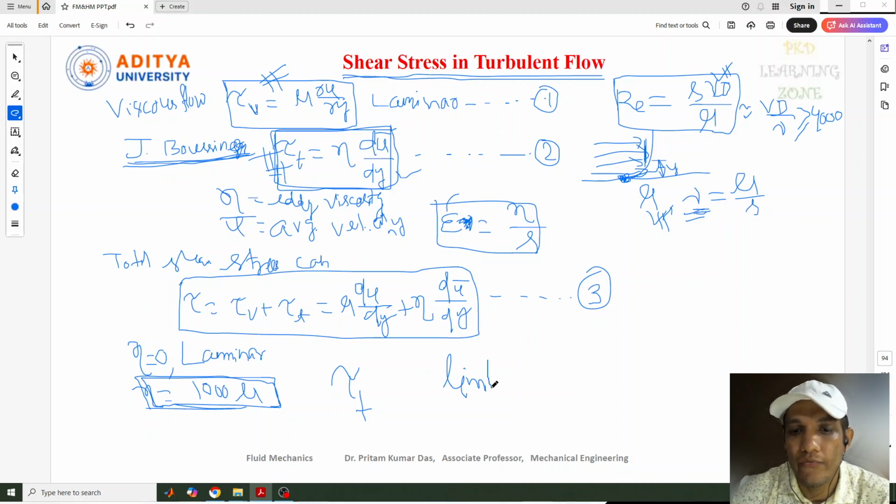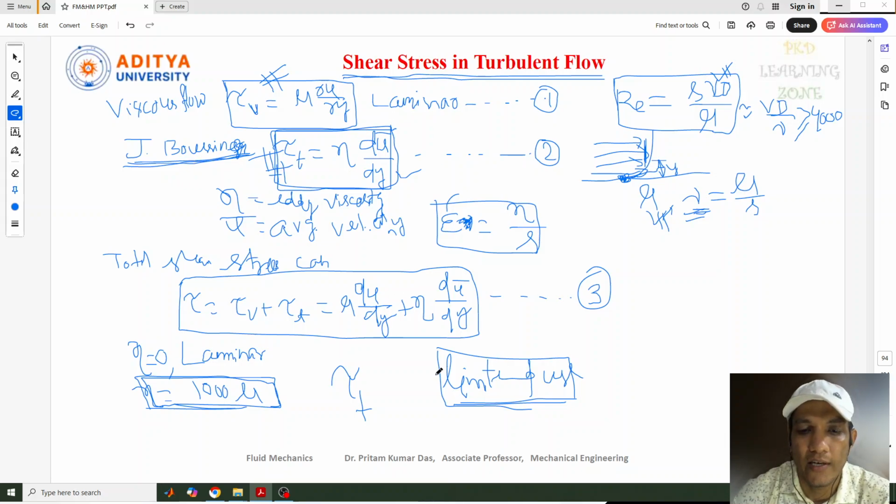Very few uses are there for this. Okay, very small restrictions are there in these uses, we can say that one. Okay, so this shear stress for the turbulent flow as per the Boussinesq equation has a limited use.